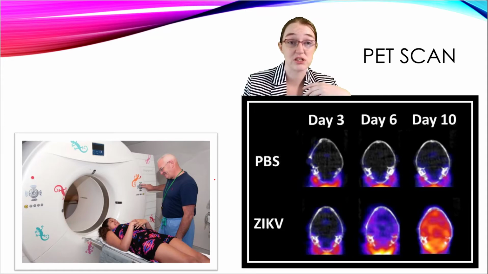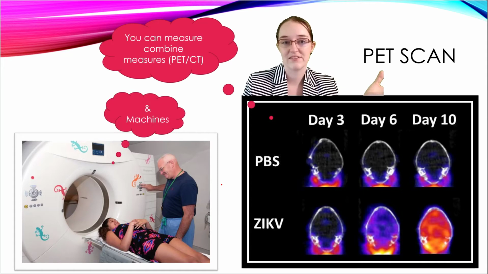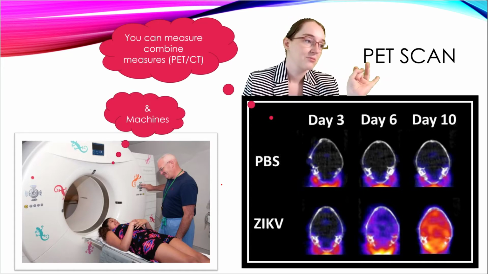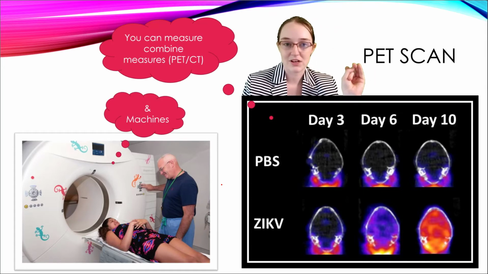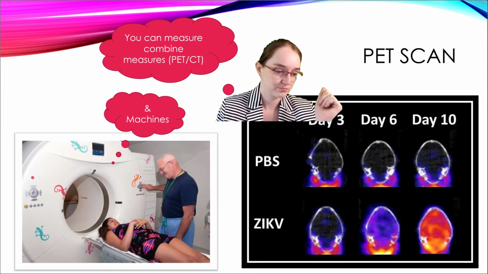Also, a lot of the machines, oh look, how convenient, I forgot that I have an animation. So, yeah. A lot of these machines will combine measures into one big thing because you can do multiple measures at once, which is nice and convenient.